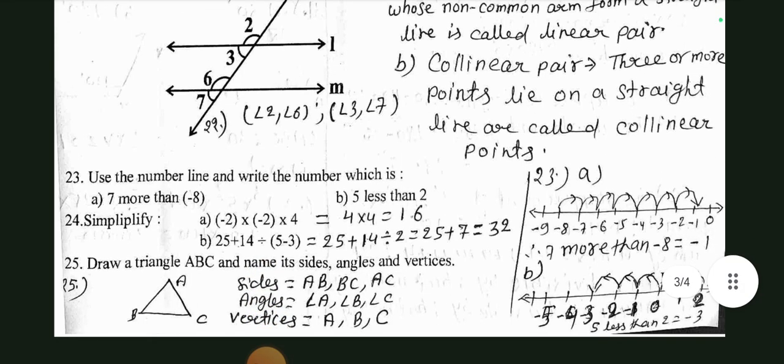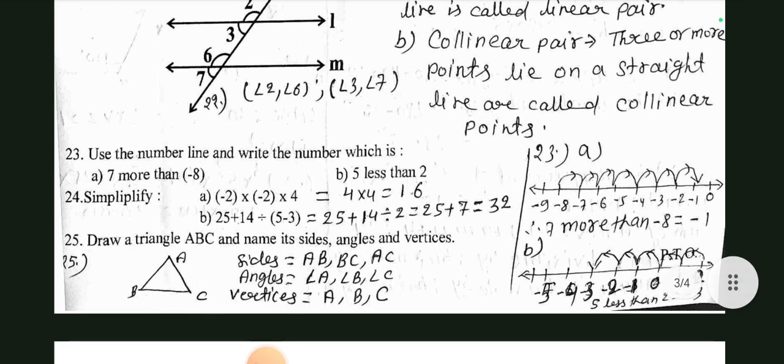Now question number 23, use the number line and write the number which is 7 more than minus 8. From minus 8 we move 7 steps to the right and arrive at minus 1. So 7 more than minus 8 is minus 1. Second, 5 less than 2 means from 2 we move 5 places to the left. So we arrive at minus 3.